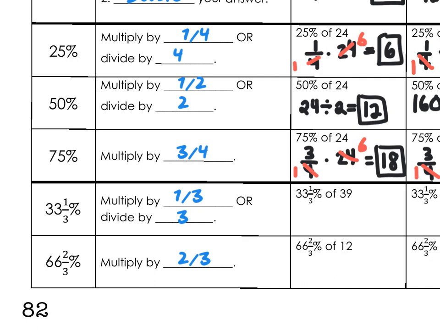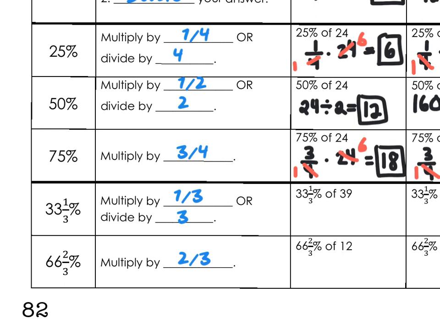So then for the last two rules, they are related because they are thirds or 2/3 of 100. 33 and 1/3%, you're going to multiply the number by 1/3 or divide it by 3. And 66 and 2/3%, you're going to multiply the number by 2/3. Okay, so let's apply those rules.